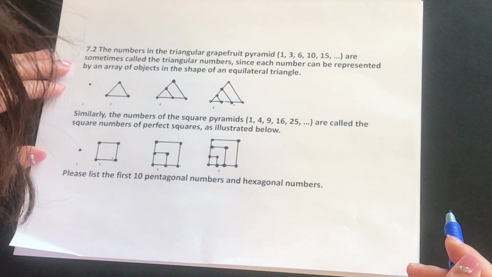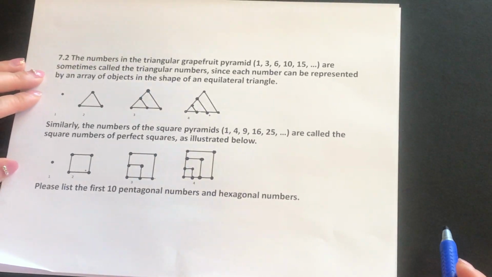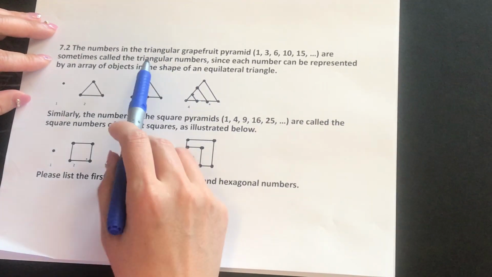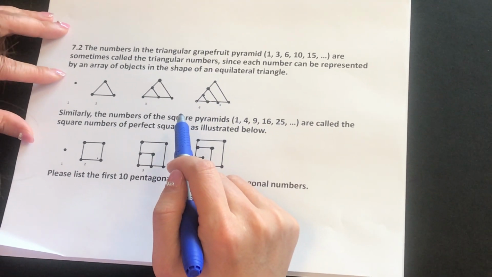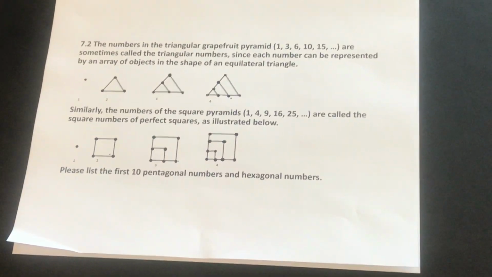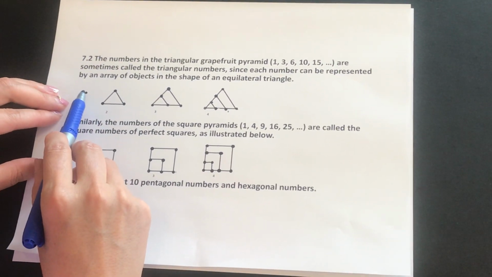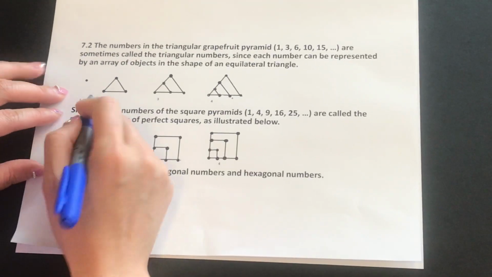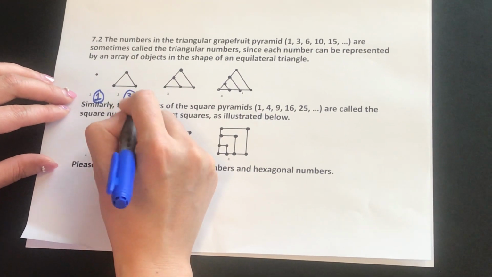Problem number 7.2. The numbers in a triangular grapefruit pyramid, as we have seen in the previous question, are sometimes called the triangular numbers, since each number can be represented by an array of objects in the shape of an equilateral triangle. So this is the triangle case. You start from 1, then the next one, equilateral triangle, there are 3 points. Right? This is layer 1, you have 1 point. Layer 2, you have 3 points.